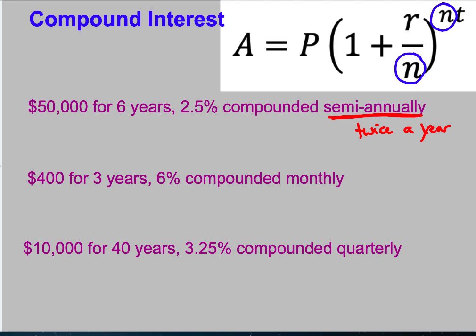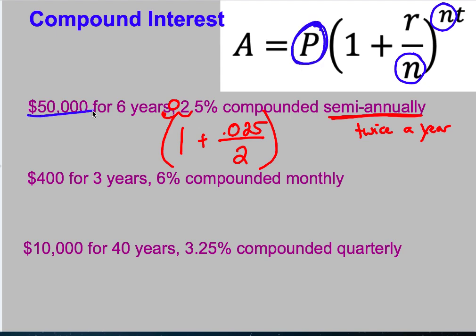So you don't get the whole 2.5% every time they do it, you get it for the whole year. So we're going to take 2.5%, we're going to change it to a decimal, so 0.025, but since it's being done twice a year, we have to divide it in half, because you don't get that whole interest all at once. We're still going to add it to our 1, because we still want all 100% of the original amount.